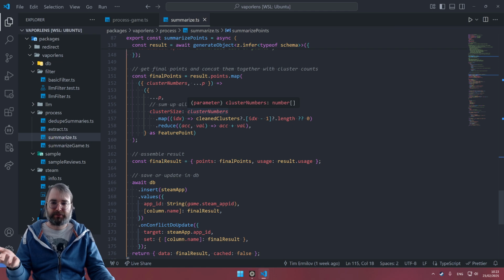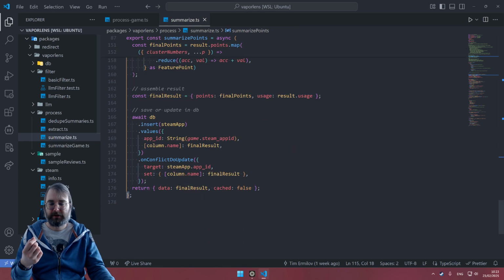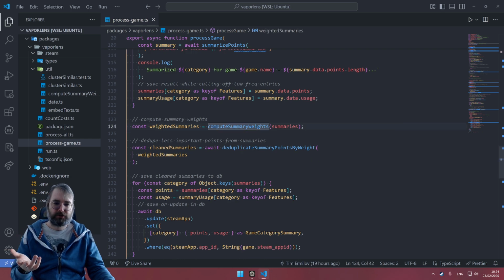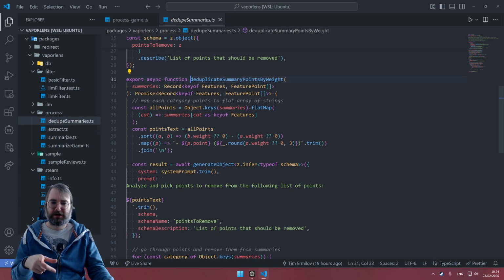Then I map those to cluster sizes as well. I want to keep track of how many points there were. This is how the importance score is calculated, right? And then once this is done, there is some weight computation. This is basically using clusters to calculate absolute weight across all of them. There's deduplication. This is an interesting one. I just added it yesterday.